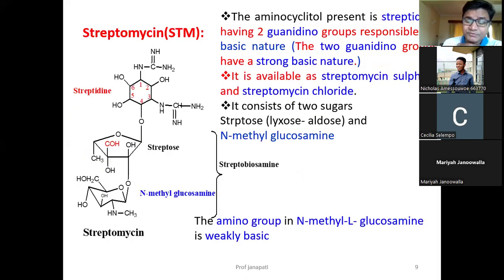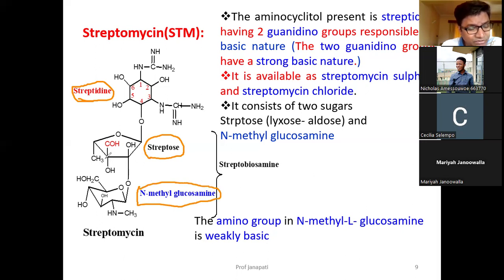Now, streptomycin. We will discuss exclusively about streptomycin. So let us see, this is the structure of streptomycin. Here you can see it has streptidine, which we discussed. Streptidine is an aminocyclitol, and it has two sugar molecules. That is streptose, and one more is N-methyl glucosamine. Both of them are sugar molecules.